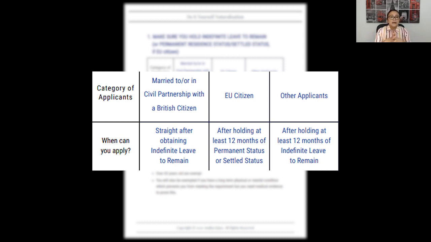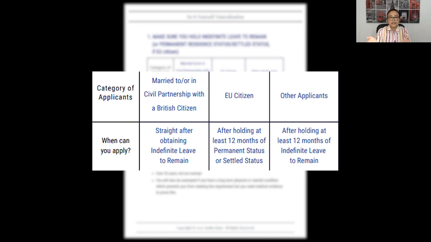Now, obviously, with the immigration rules changed, the British Nationality Act did not change. So it's still the same. If you're married to a British citizen, it says you can apply for British citizenship after 3 years. But you can't apply after 3 years because you wouldn't be holding the indefinite leave to remain. And that's why after 5 years, you can apply straight away.